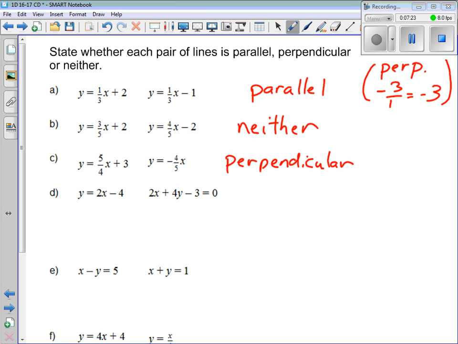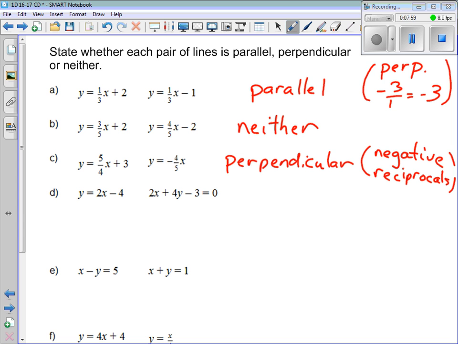Now, they don't add up to -1. They would multiply to -1. Okay? What can you see about them? That they are flipped and the sign has been changed. Okay? Negative reciprocals. We need both of those qualities in order for them to be perpendicular. So get in the habit of using this phrase, negative reciprocals.